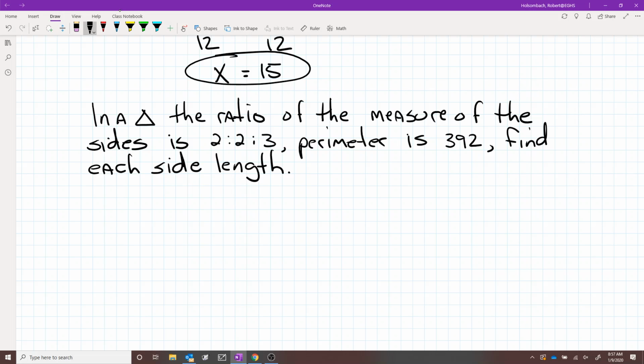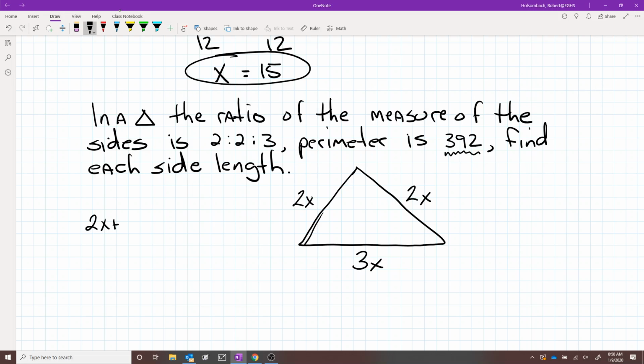Now we're dealing with side lengths. If we've got a triangle, one side is going to be 2 times a number. The other side will be 2 times a number. And the third side will be 3 times a number. You're told in the problem that the perimeter is 392. Perimeter represents the sum of the sides. So 2x plus 2x plus 3x has to equal 392. So 7x equals 392. Divide both sides by 7, and we get 392 divided by 7. So x in this case equals 56. That's your multiplier.